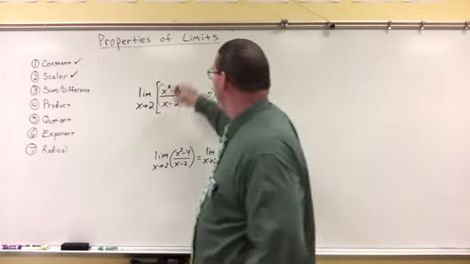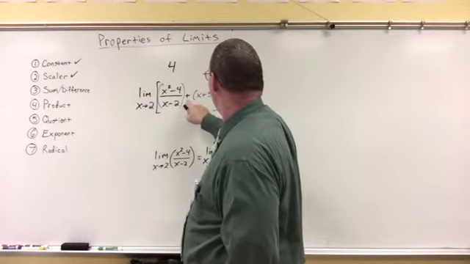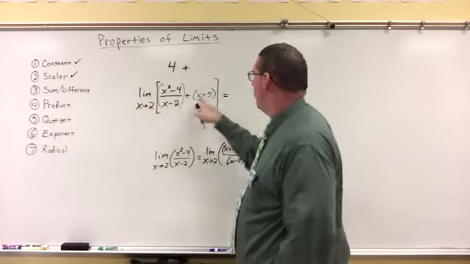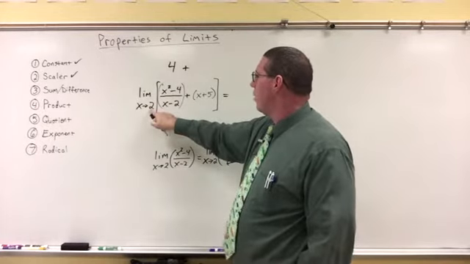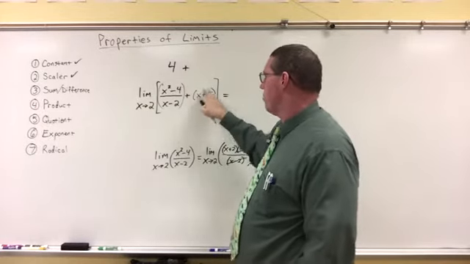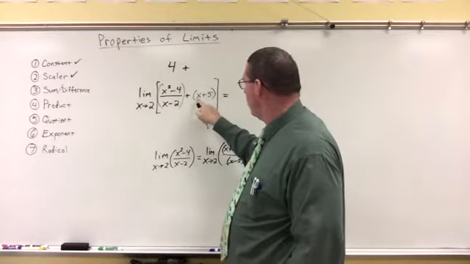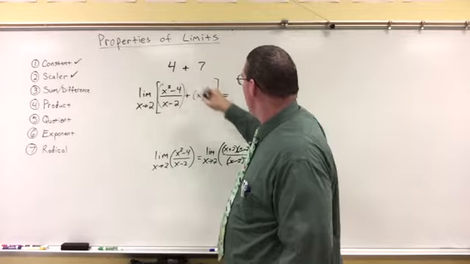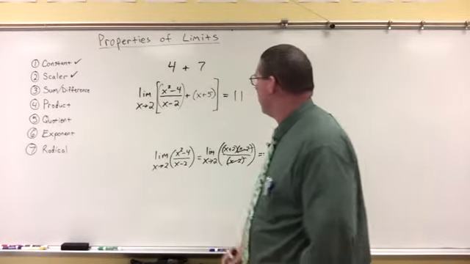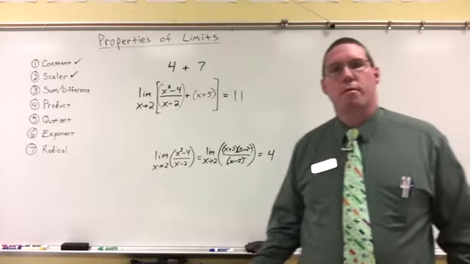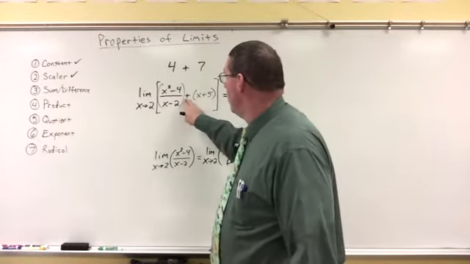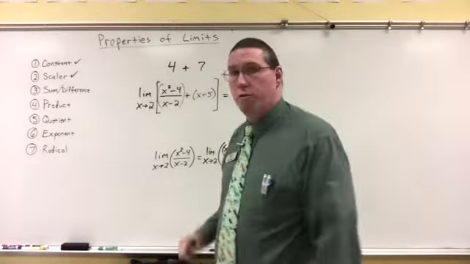So the limit of this is 4 plus, now we just need the limit as x approaches 2 of x plus 5. Well, all we have to do is plug the 2 in for x. This one's not complicated. 2 plus 5 is 7. And so 4 plus 7 is 11. There we go. We did two separate limits and then added them together, and that is the limit of a sum of two functions.